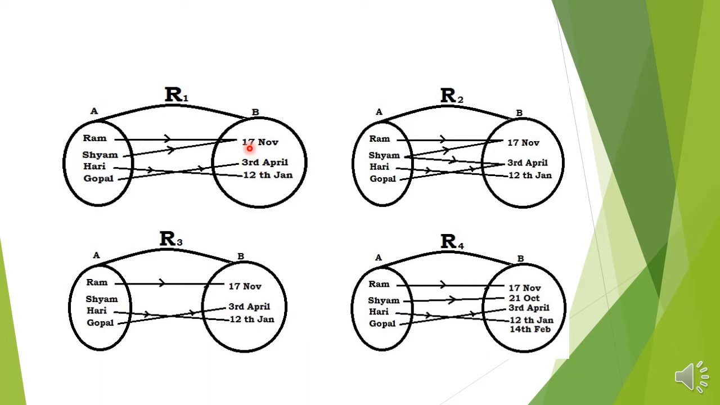Many people can have a birthday on one day. So on 17 November, Ram and Sam have a birthday. Hari and Gopal have birthdays on two different days.